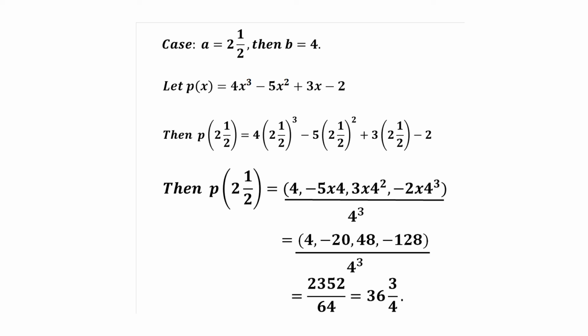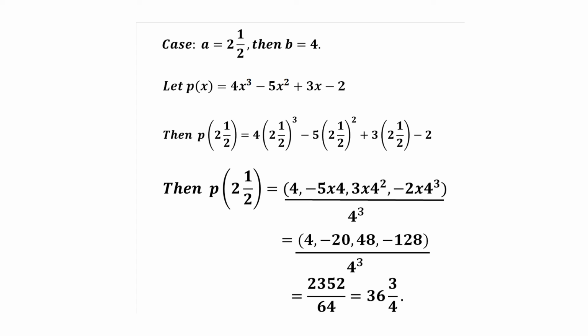We now have the case a is 2.5. 4 times 2.5 is 10. We'll take the polynomial 4x cubed minus 5x squared plus 3x minus 2, and P of 2.5, if you were to do it directly, it's equal to 4 times 2.5 cubed minus 5 times 2.5 squared plus 3 times 2.5 minus 2. We will now show it with the tuple approach.